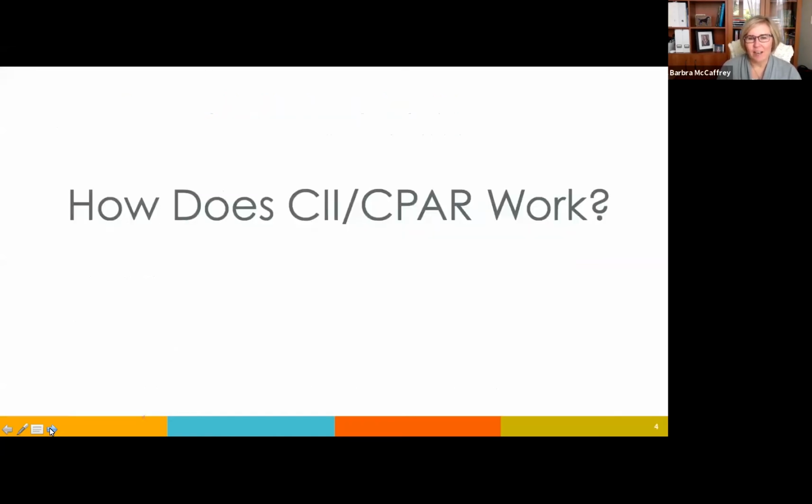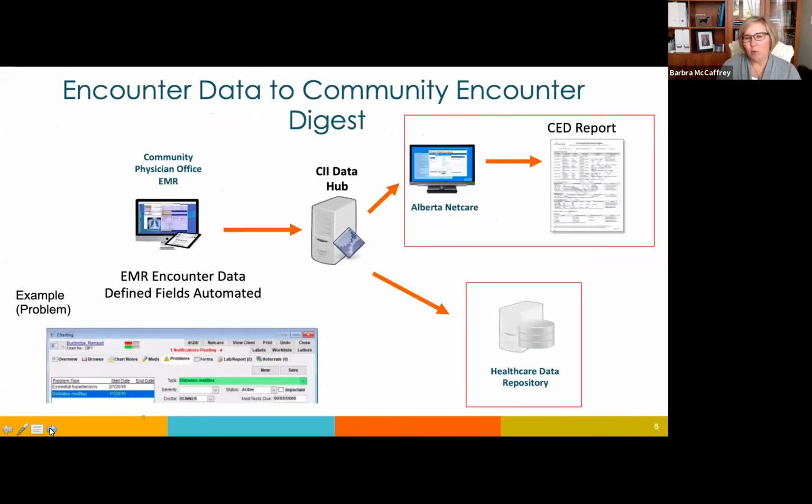So how does CII-CPAR work in an EMR such as Healthquest? There are three types of data that flow from the clinic EMR through the CII Data Hub to Alberta Netcare, where it forms something called a Community Encounter Digest, and it also flows to something called the Healthcare Data Repository. The Healthcare Data Repository is new in Alberta. It collects information for the purpose of quality improvement and health system planning, and it is governed by the Health Information Data Governance Committee, which has representation by Alberta physicians.